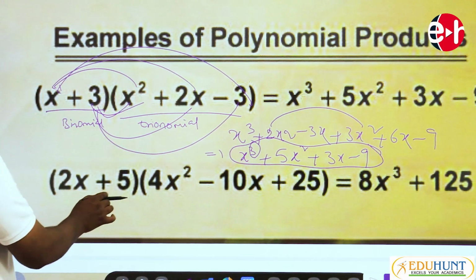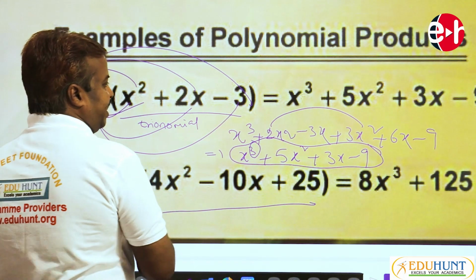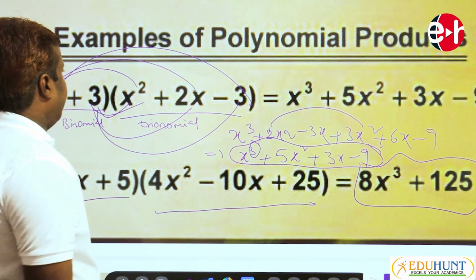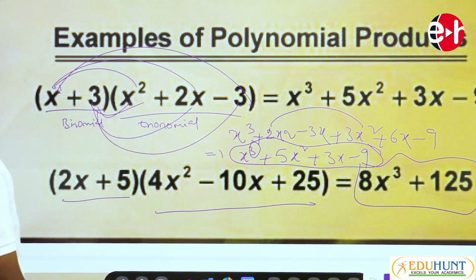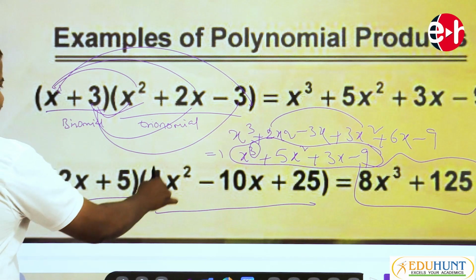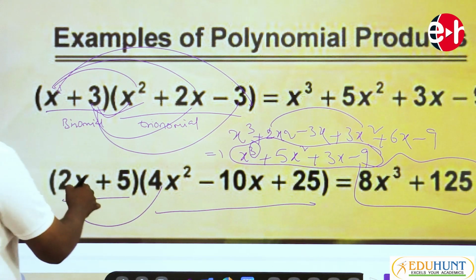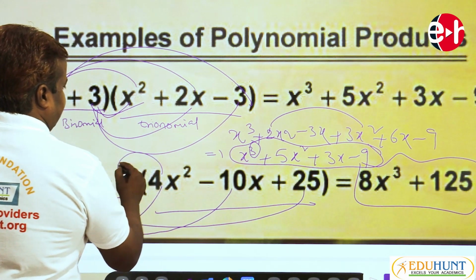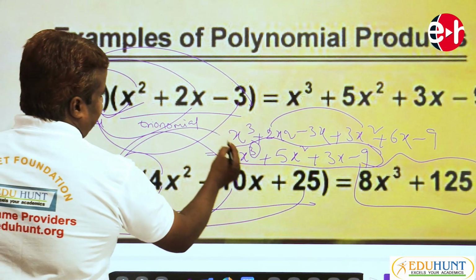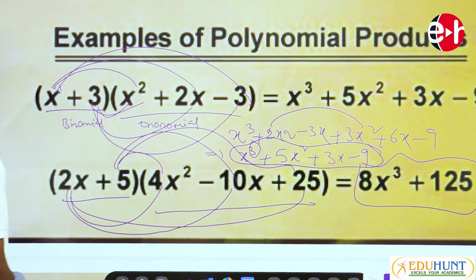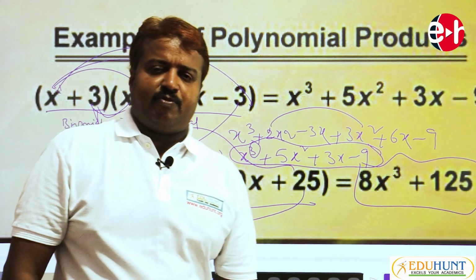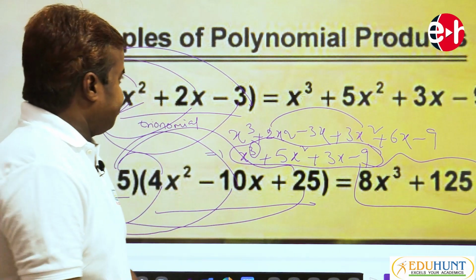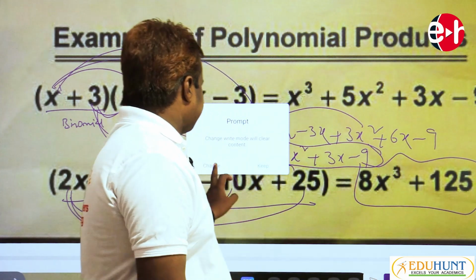Similarly, you can multiply a binomial with a trinomial. You may get 8x cube plus 125, which is about the product of polynomials. As an example of a product of polynomials, you can multiply the first one with the first term, the first one with the remaining, the first one with the third one, next again the first one with the second one. You can try it and tell me the answer, 8x cube plus 125, children. You may automatically get 8x cube plus 125, which is about the product of polynomials.